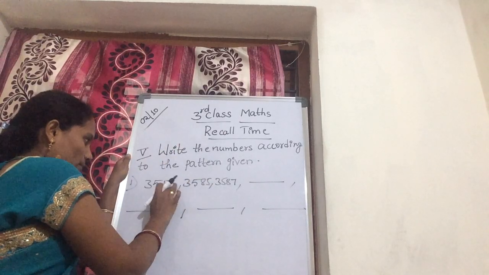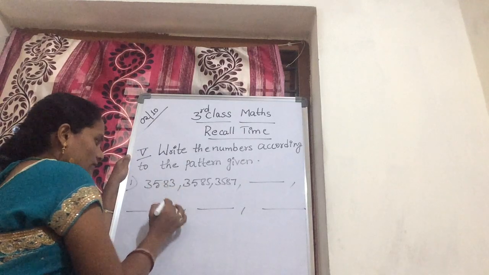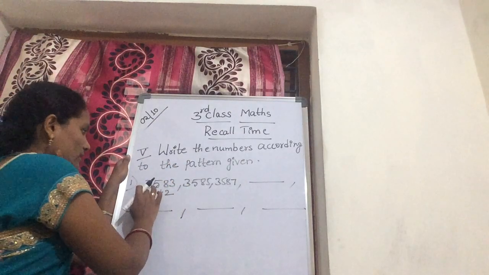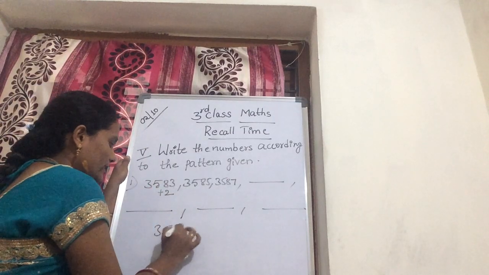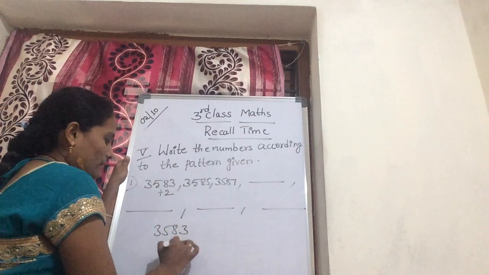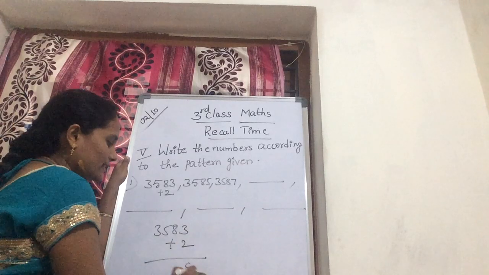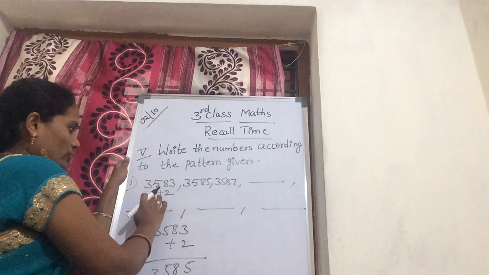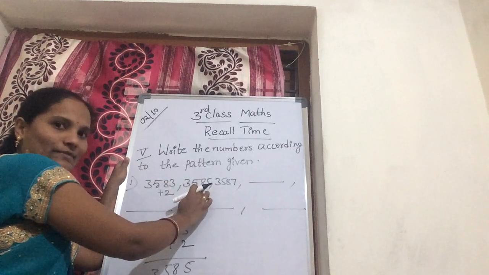3585. For example, in this first one, you add plus 2. What is our first number? 3583. You add plus 2, you get the next number. Yes, children. To the first number you add 2, you get the next number. What is that?